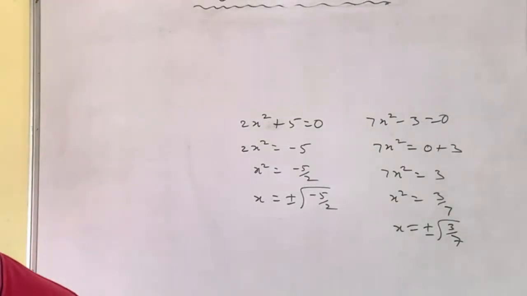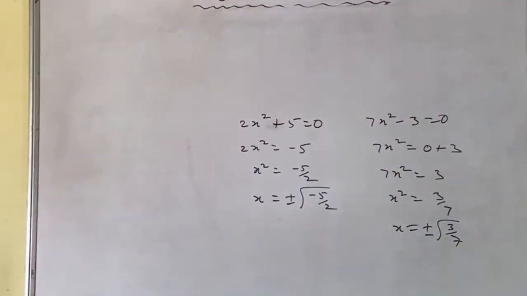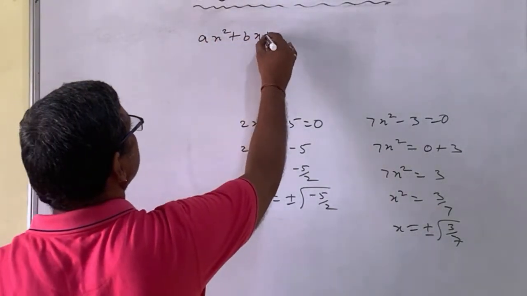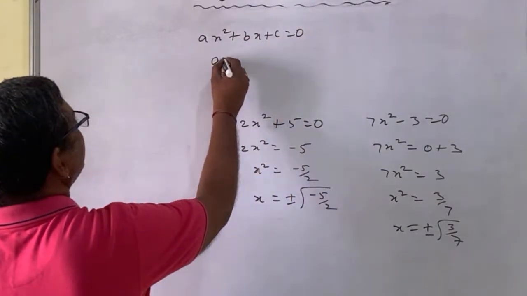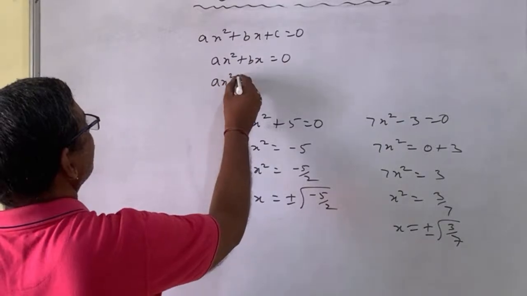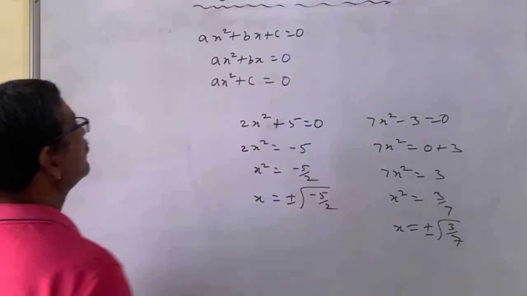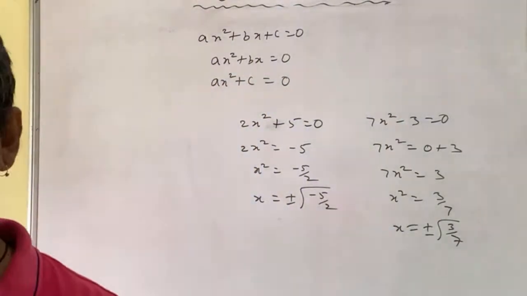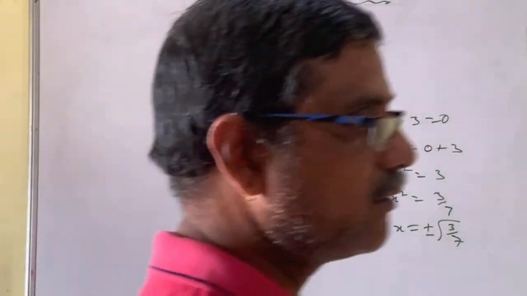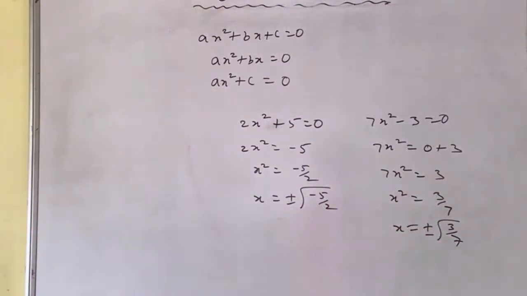Okay? So there are three forms. One is ax square plus bx plus c is equal to 0. The other one is ax square plus bx is equal to 0. The other one is ax square plus c is equal to 0. These are the three forms of quadratic polynomials or quadratic equations, for which you have to find out the zeros. Okay?